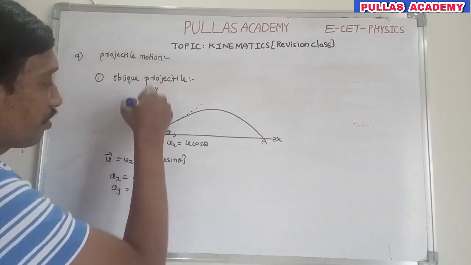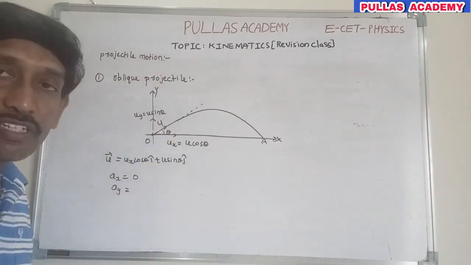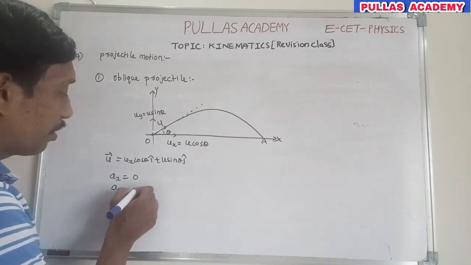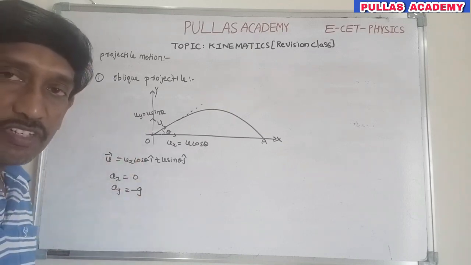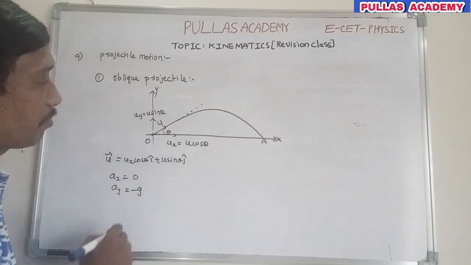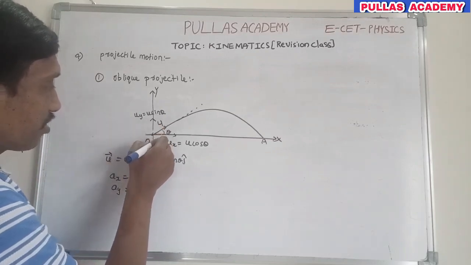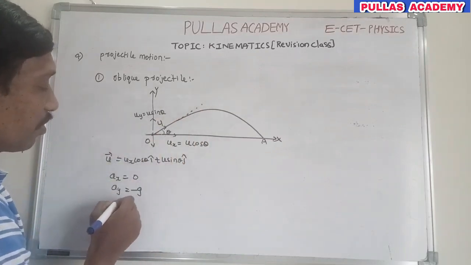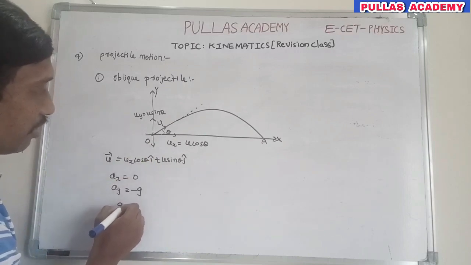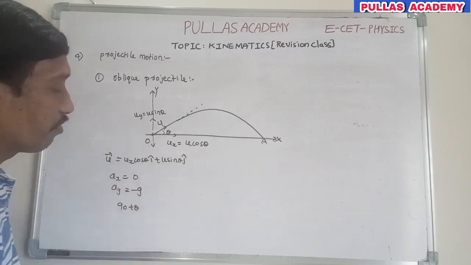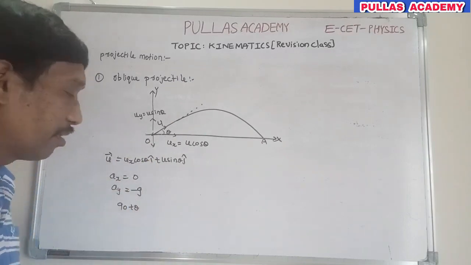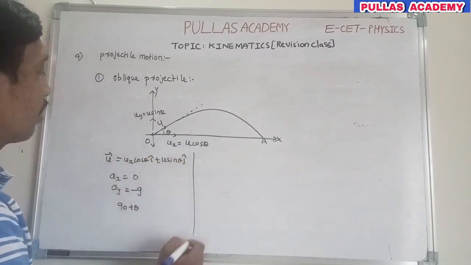Next, acceleration: ax is zero, since along the horizontal direction its motion is uniform. Along the vertical direction it is moving upwards, and gravitational force acts downwards, that's why we consider minus g. At this point, this is the acceleration direction, this is the velocity. The angle between them is 90 plus theta. So this is at the initial point.